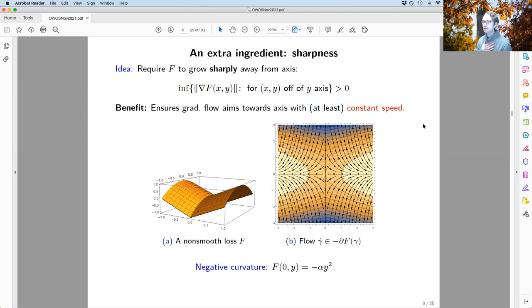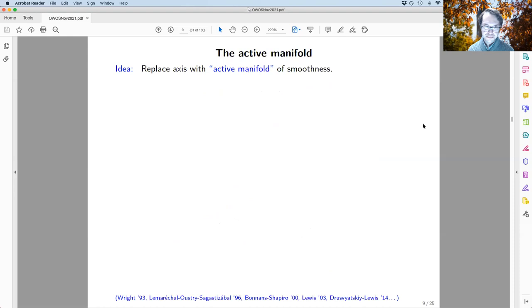And of course, not all functions have this structure where they're along an axis or along a subspace, et cetera, that we have this sort of sharp looking growth and maybe some negative curvature along that ray. And so a natural idea is to try to replace this ray of smoothness with something else. And so how can we generalize this result? Well, the key idea is to go back to something which is very, very classical at this point when dealing with non-smooth optimization, is to replace that ray of smoothness with something nonlinear.